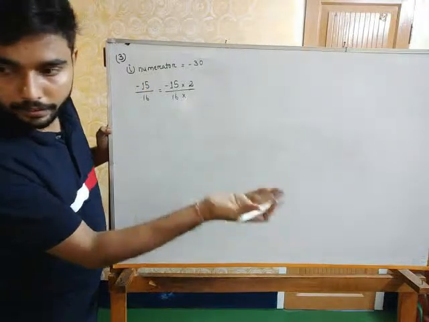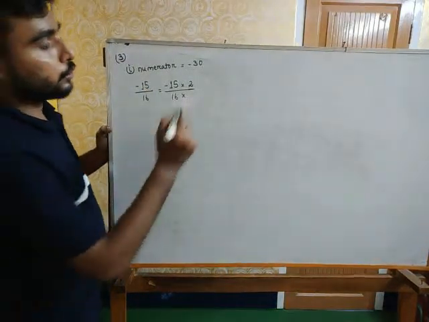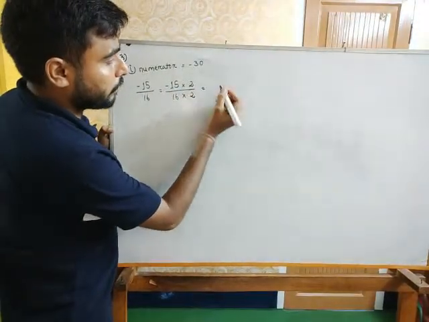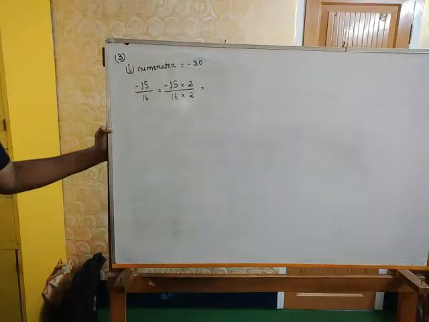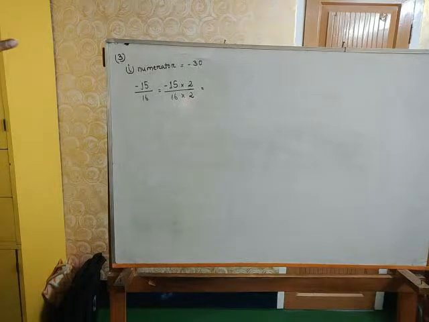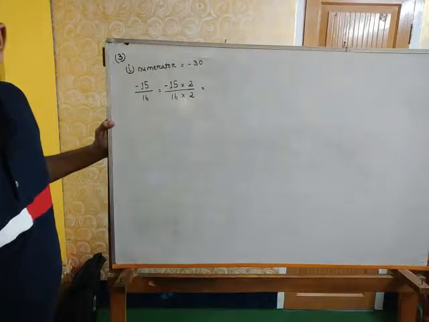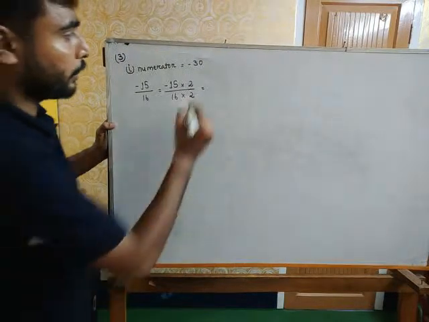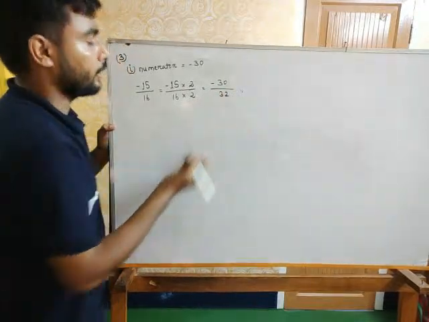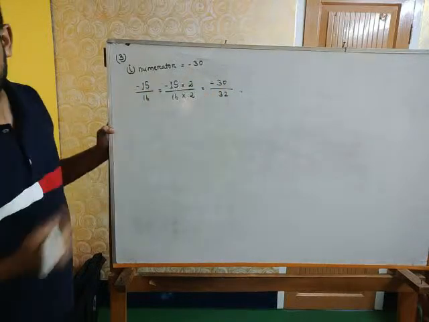Plus minus will make it minus. So, I have not multiplied minus 2. I have multiplied positive 2 because minus plus will keep it minus. So 15 into 2 is 30, and 16 into 2 is 32. So you can see the numerator was minus 15, but now it became minus 30.